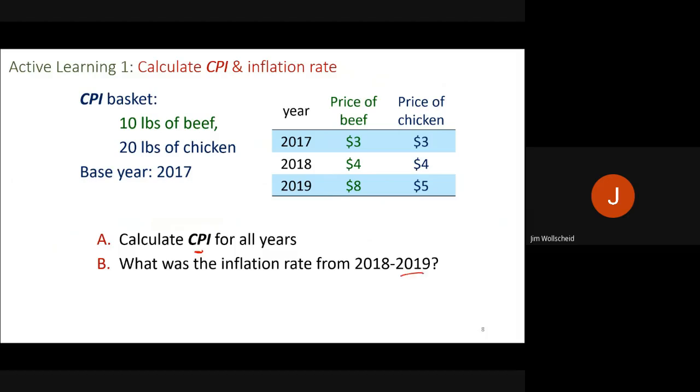All right, so first couple of things. Here's my basket. Here's my base year. If it was me, what I would do is I'd have a sheet of paper, and I would find the basket cost. All right, so first thing I do is find the basket cost. 30 plus 60. $80 plus 100.